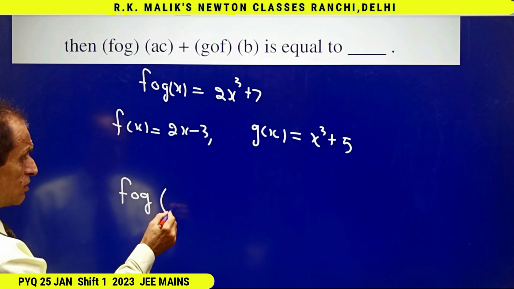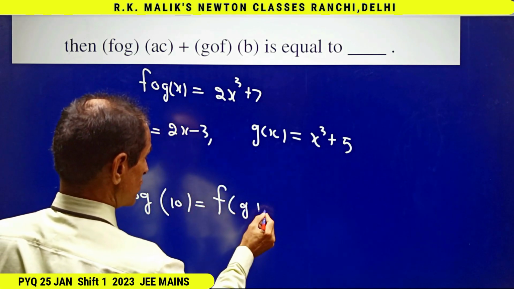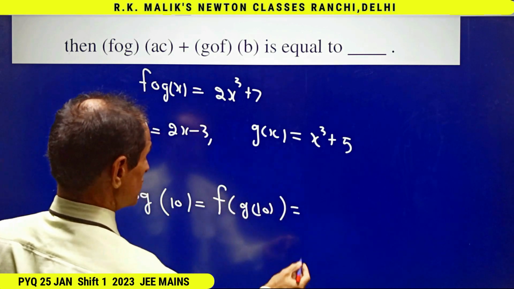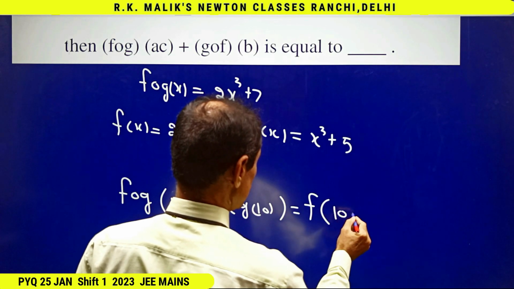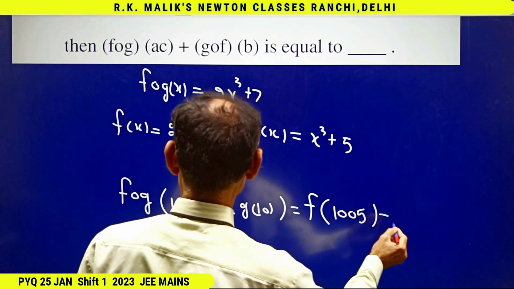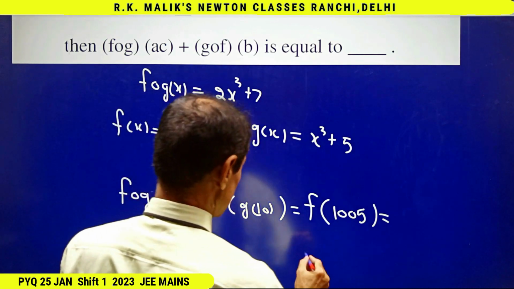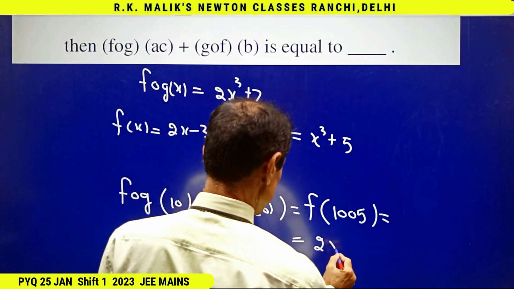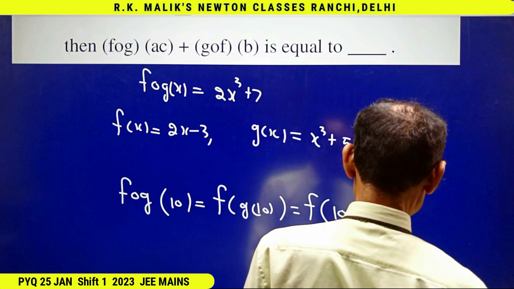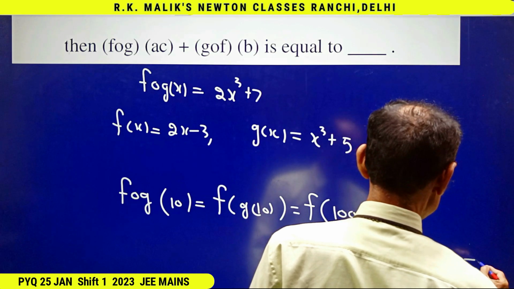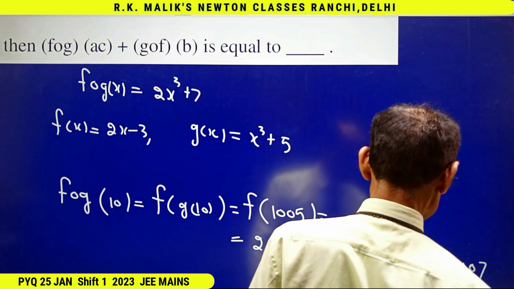And we have to find the value of f∘g(ac) also, that is f∘g(ac) means f∘g(10), that is f of g(10) equal to f of 10 cube plus 5, means f of 1005, and f(x) equal to 2x minus 3 means 2 into 1005 minus 3, 2010 minus 3, that is 2007.